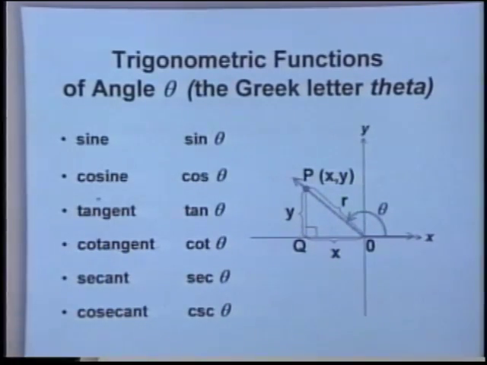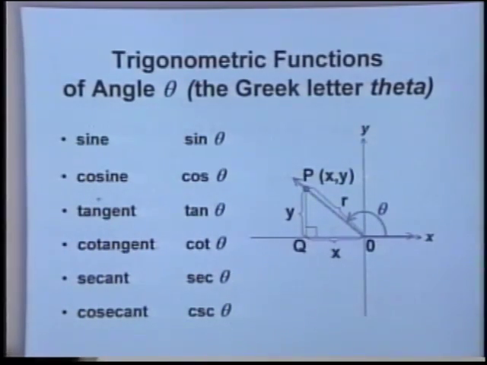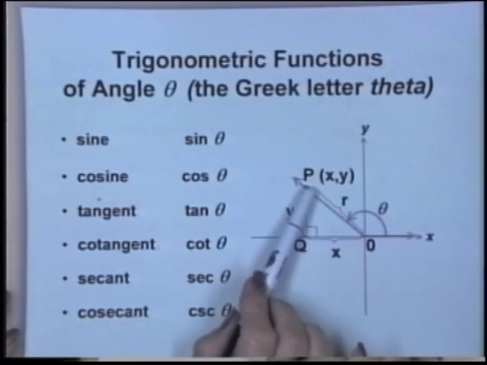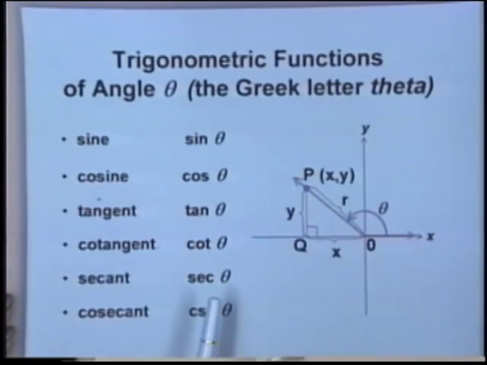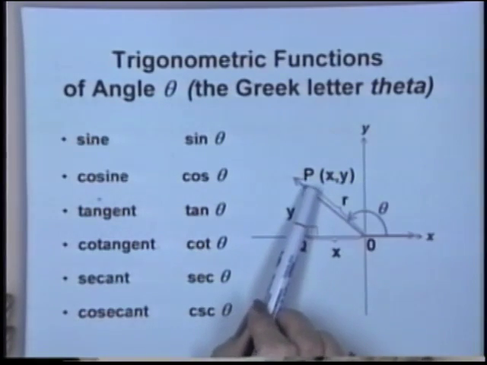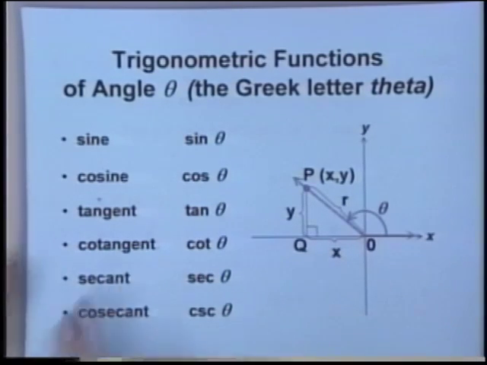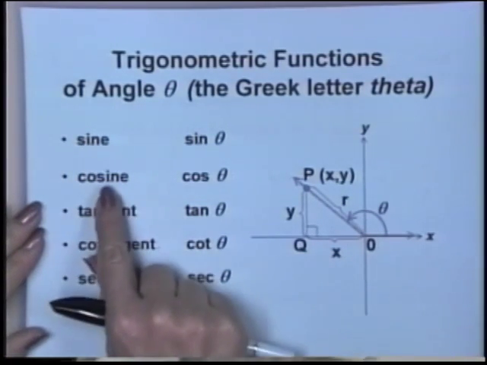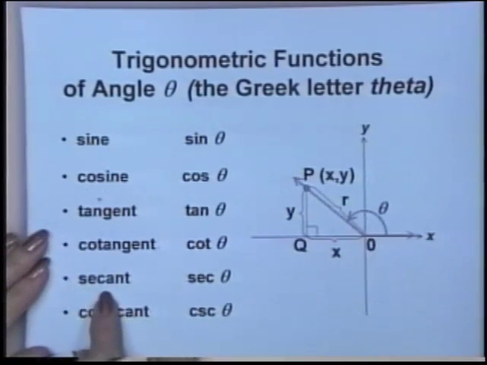Now we define 6 trig functions, and here is the list of the 6 trig functions. These are the trig functions of theta with theta in standard position, a point on the terminal side whose coordinates are x and y, and where the distance from the point on the terminal side to the origin is labeled as r. The functions are the sine function, the cosine function, the tangent function, the cotangent function, the secant function, and the cosecant function.